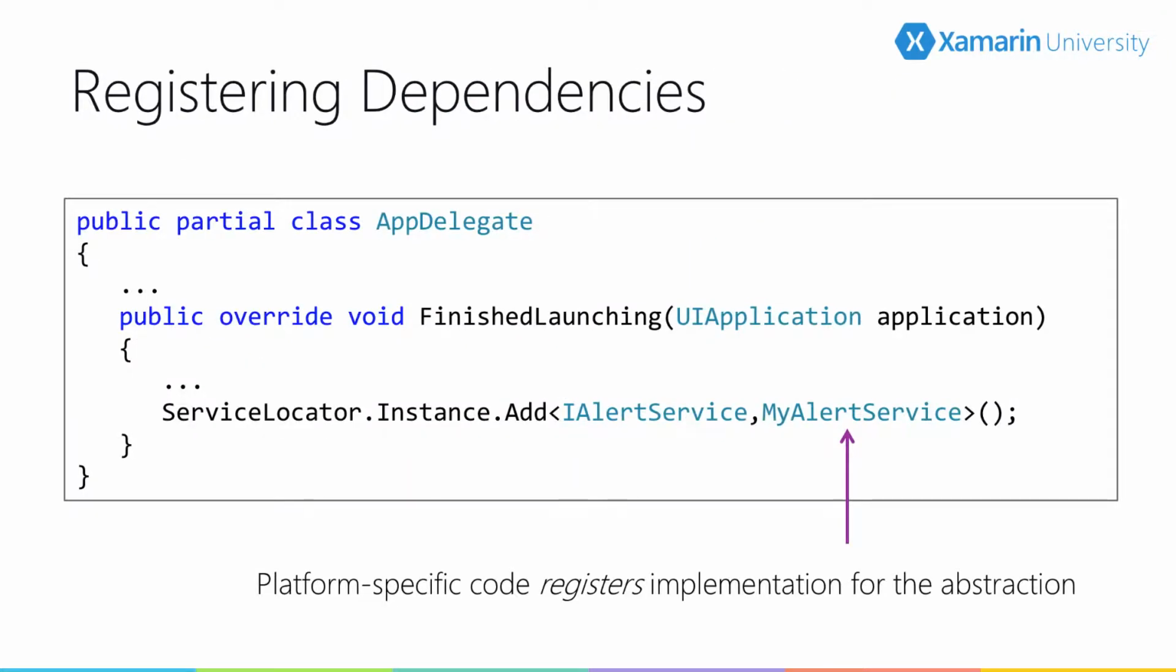Just like with the factory pattern, the registration will have to happen in the platform-specific projects. Here we see how we register an alert service. We tell our service locator, in case somebody's interested in an IAlertService, give them the concrete type MyAlertService, which in this case would be the iOS implementation, since we're looking at FinishedLaunching here in the app delegate. We would find a similar line of code in our other projects. On Android, we would register the Android implementation, or we would register the Windows implementation.